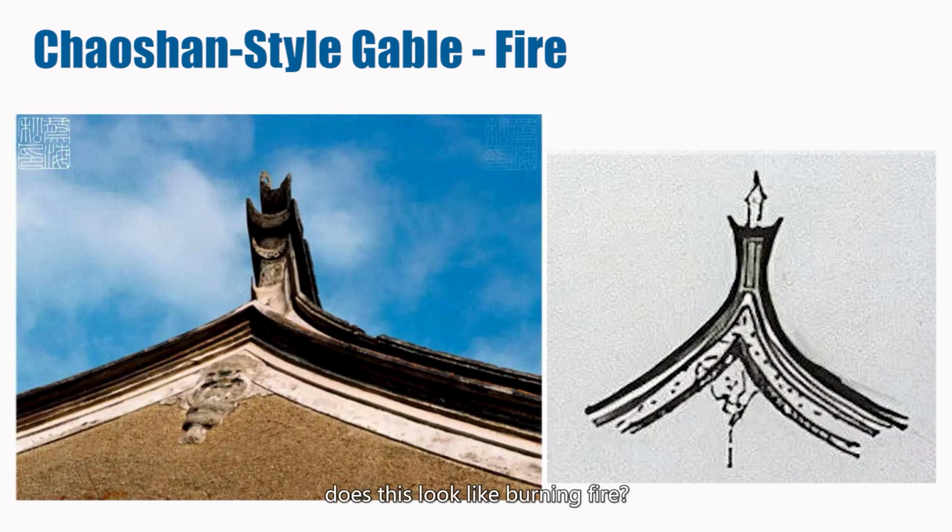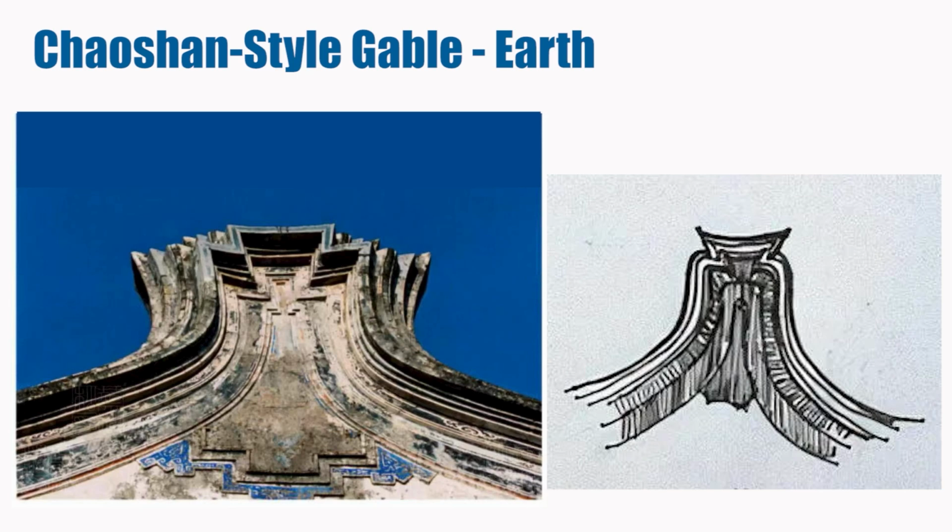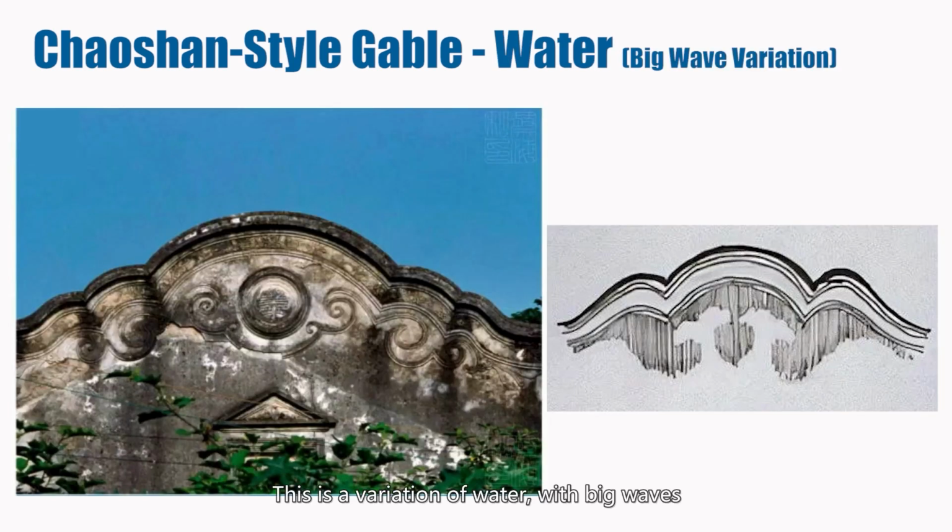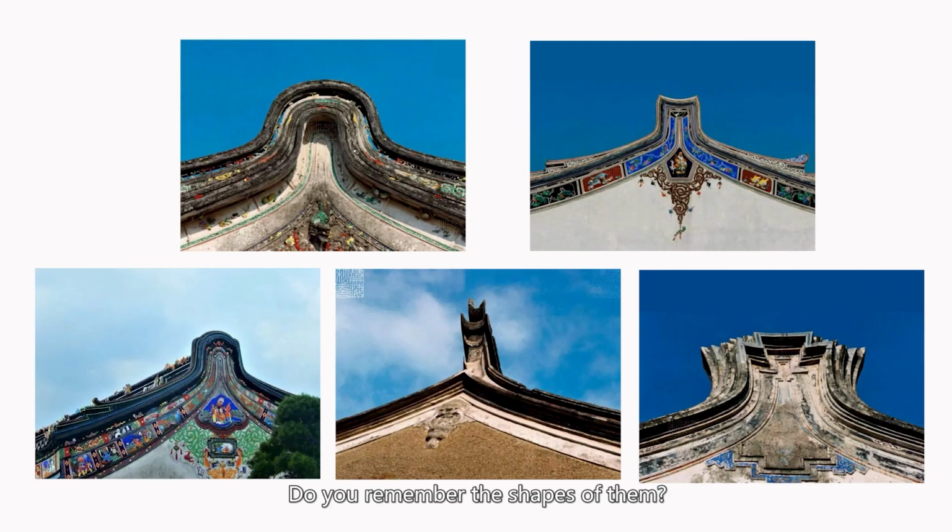Fire. Does this look like burning fire? This one represents earth. This is a variation of water with big waves. Do you remember the shapes of them? You'll be quizzed soon.